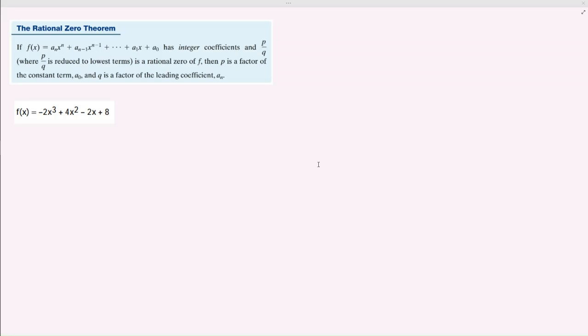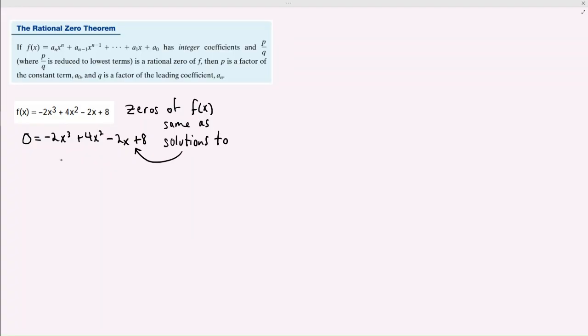Okay, this next idea, called the rational zero theorem, tells us that the only possible rational solutions, or zeros, so if this is an equation, we would just say 0 equals negative 2x cubed plus 4x squared minus 2x plus 8. So zeros of f of x are the same as solutions to the equation if we just replace f of x with 0.